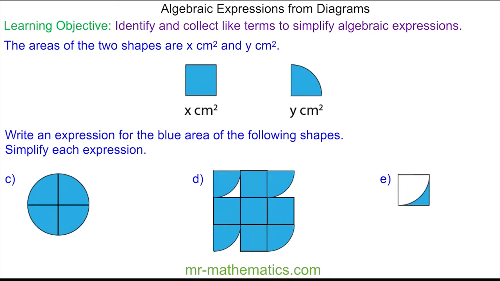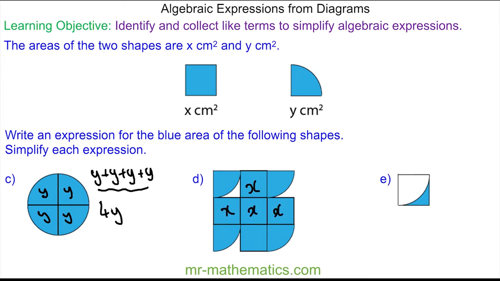So for question C, we've got 4 quarter circles, which make up a full circle. So the total area is y add y add y add y, which we can simplify to make 4y. For question D, we've got 5 x's, which we can write as 5x, and 1, 2, 3, 4 y's. So 5x and 4y. Again, we could write it as 4y plus 5x.